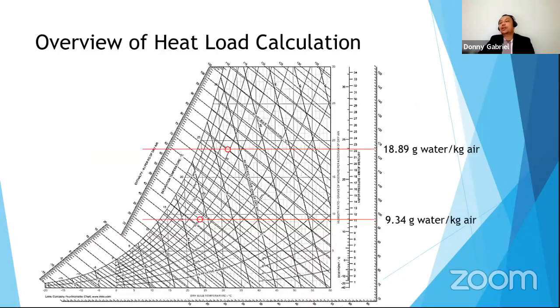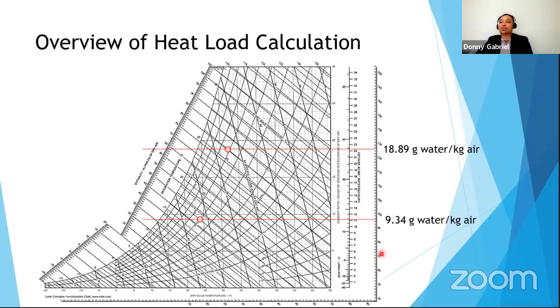If we plot that on the psychrometric chart, this is the 32 degrees Celsius and 26, the intersecting point. You're able to calculate the humidity ratio. So the outdoor air humidity ratio is about 18.89. For the indoor air, our design, this is 24, and this is 50% RH. The intersecting point will give us the result of 9.34 grams of water per kilogram of air. This is our humidity ratio. So outdoor humidity ratio, indoor humidity ratio.